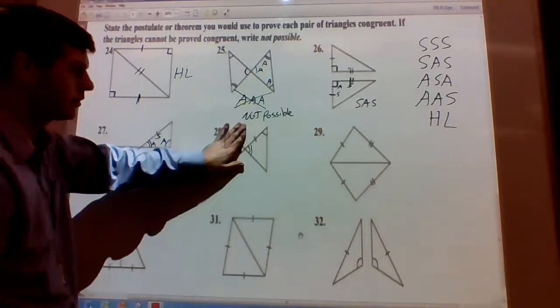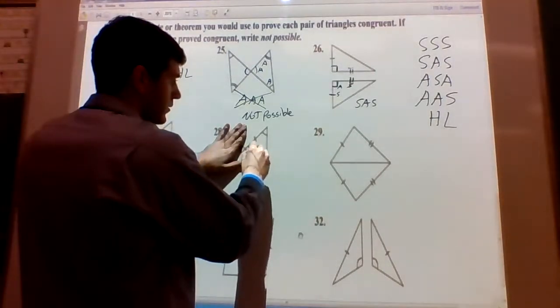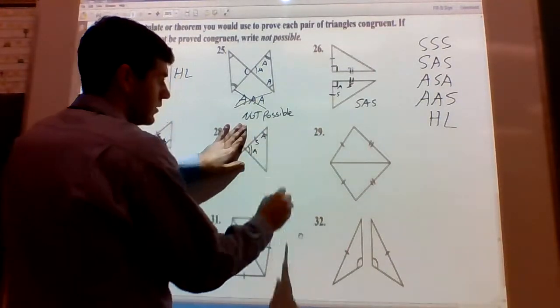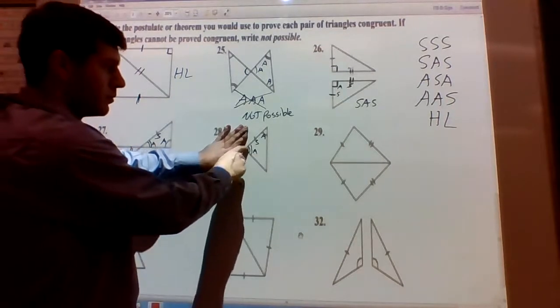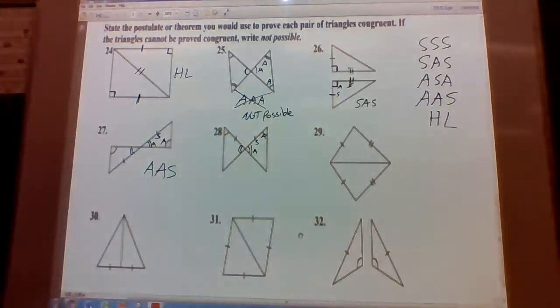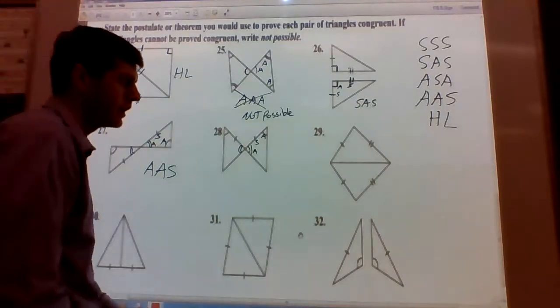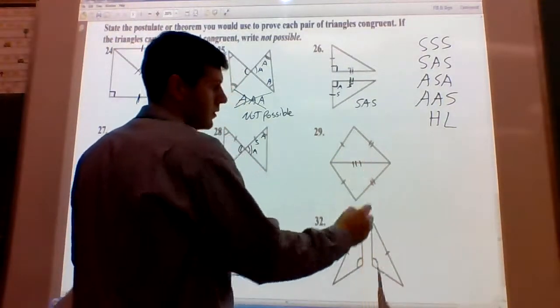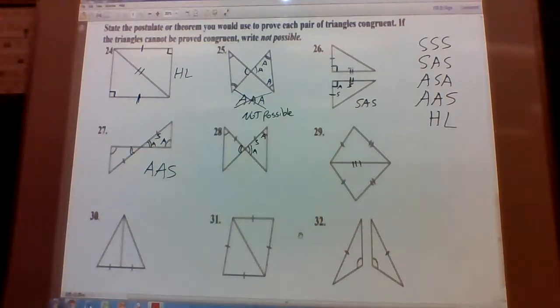Cover up one of the triangles. Angle, side, angle. What do we have here? We have an angle. What do we have here? We have a side. What do we have here? We have an angle. Go in order. 29, we have the reflexive property or symmetric property to tell us that that's congruent.